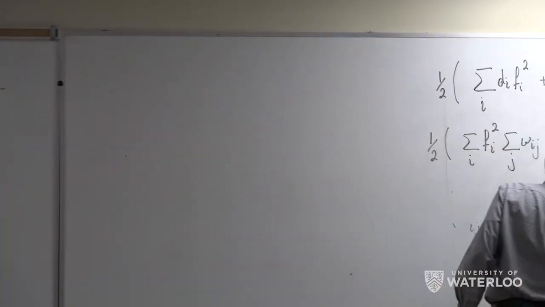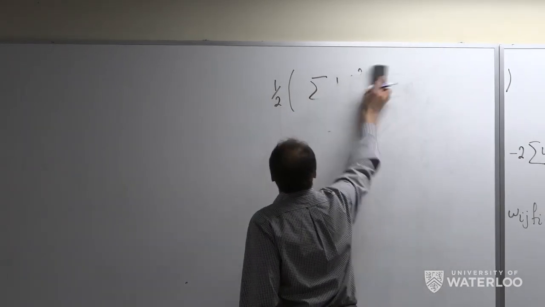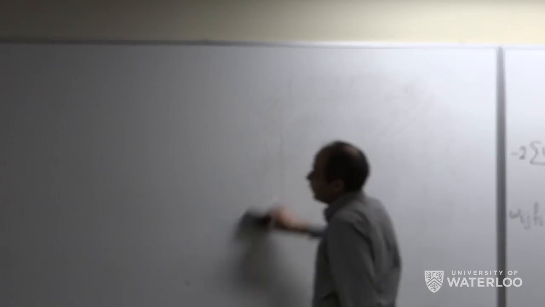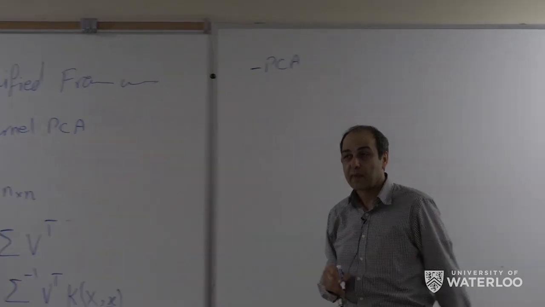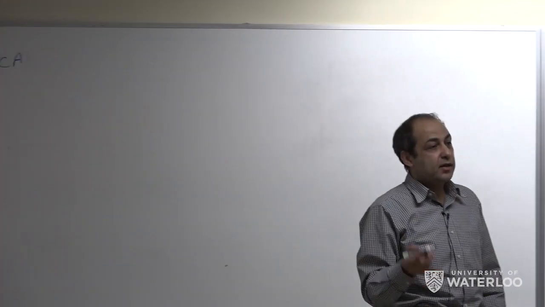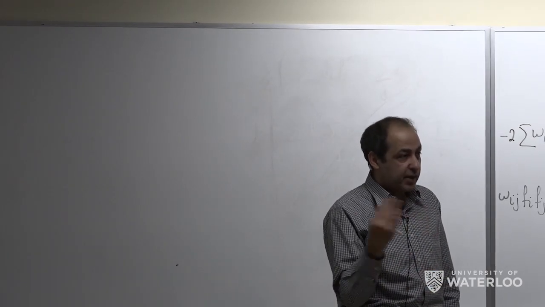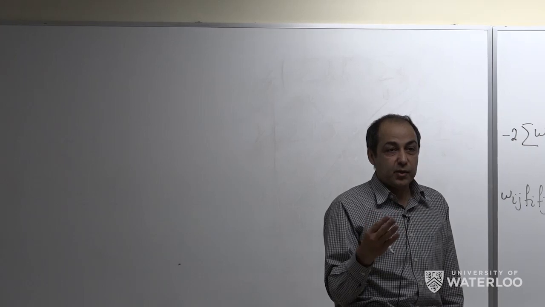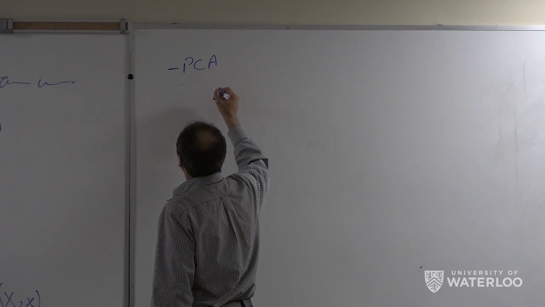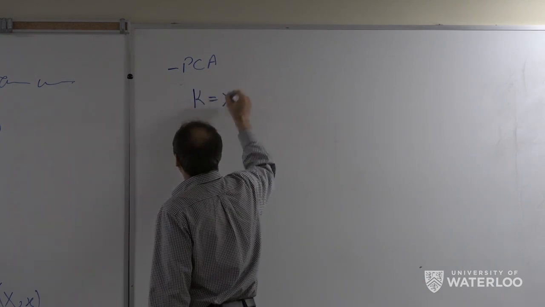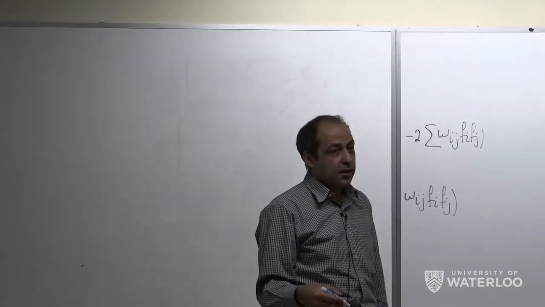Now let's look at all the algorithms that we had so far. We had PCA, and we realized that PCA is identical to dual PCA. PCA is the decomposition of X X transpose. Dual PCA is the decomposition of X transpose X. So in PCA, basically K is simply X transpose X. So PCA is kernel-PCA with a linear kernel, right?